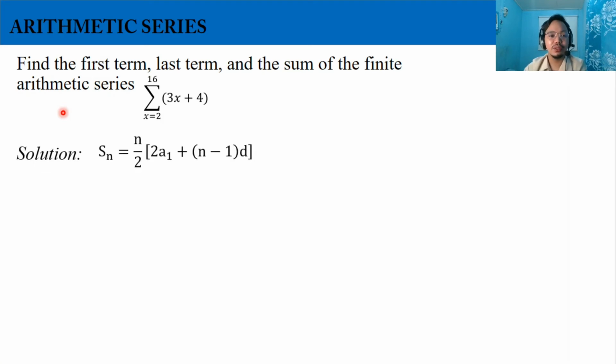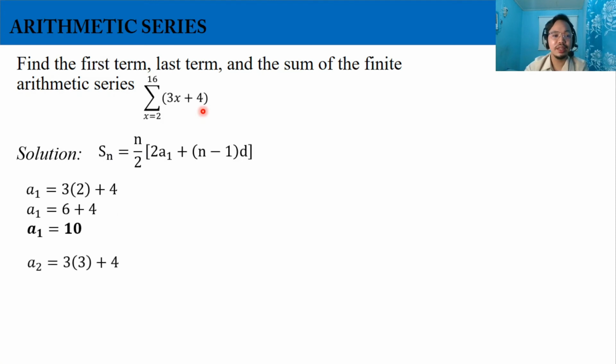So let's have our solution. This is our formula to be used. Then let's identify the first term, or the a sub 1. A sub 1 is equal to the formula given here, 3x plus 4, and the value of x starts from 2. So 3 times 2 is 6, and 6 plus 4, that is 10. So the first term of this sigma notation is 10.